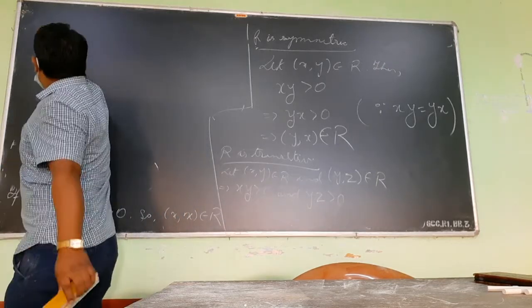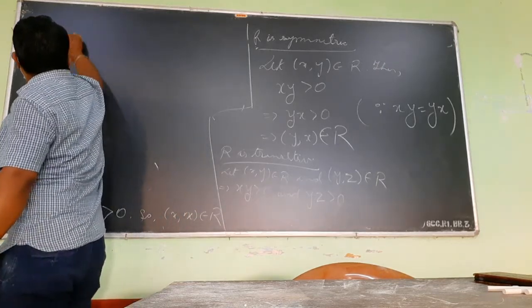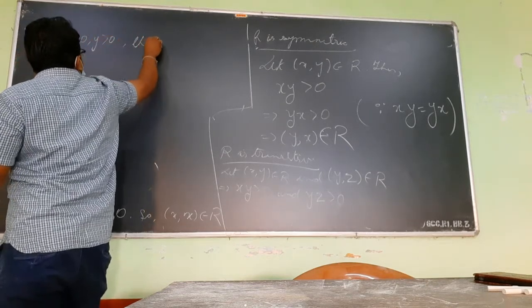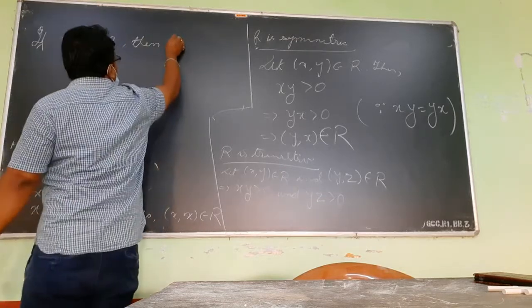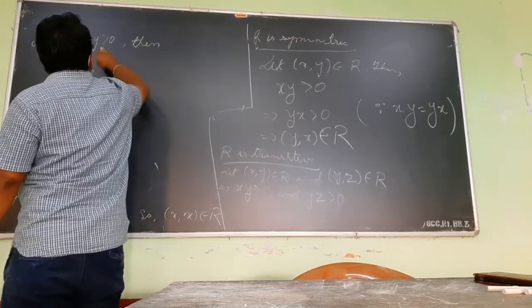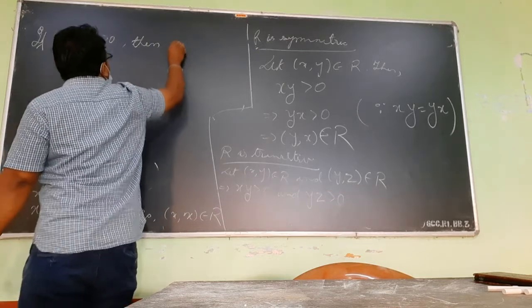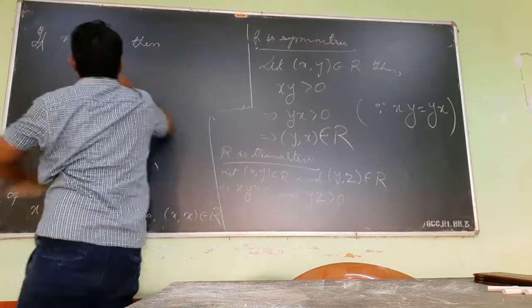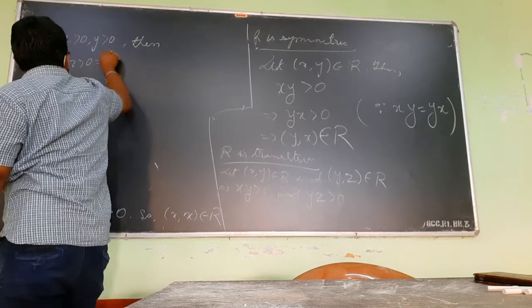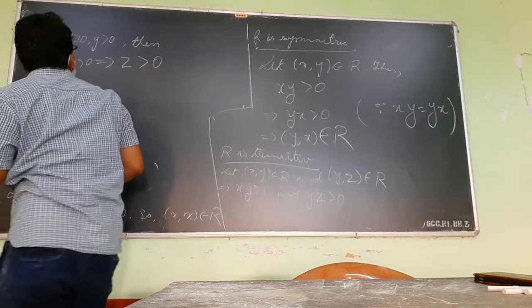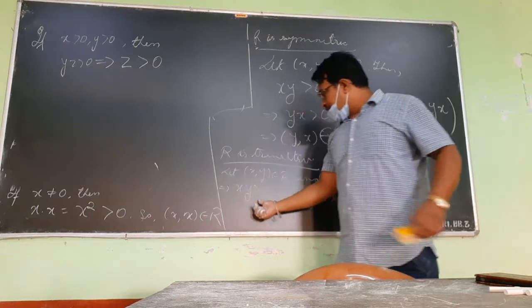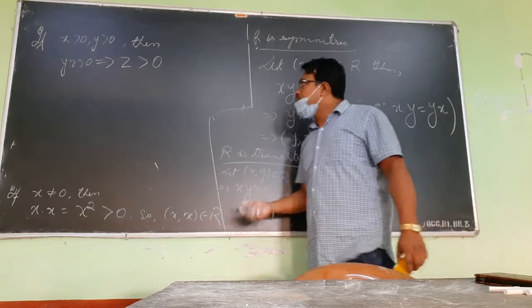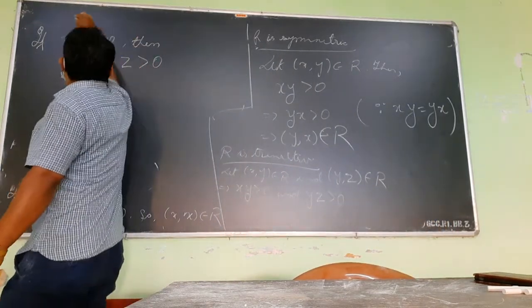Okay. But so if x greater than 0, y greater than 0, then z also should be greater than 0. Yes, sorry. If y greater than 0, z greater than 0, then yz greater than 0 will imply that. Then yz greater than 0 implies z should be greater than 0. Right. xy greater than 0 means both x and y should be positive or both should be negative. Okay. Just let me add another line here.